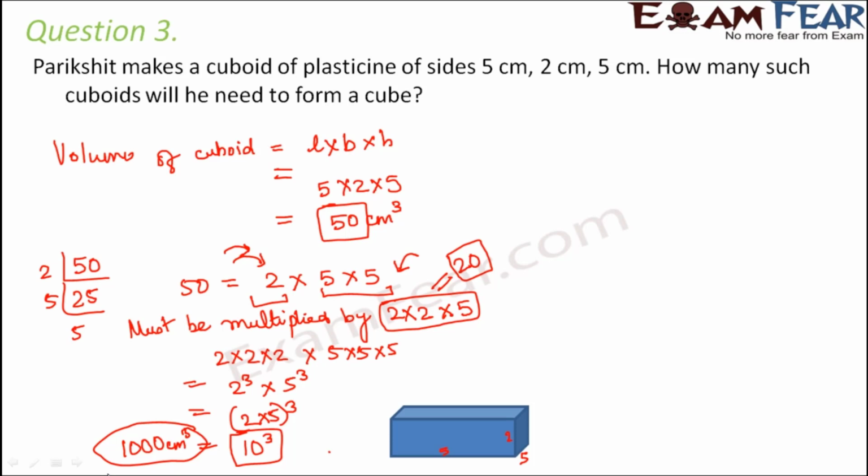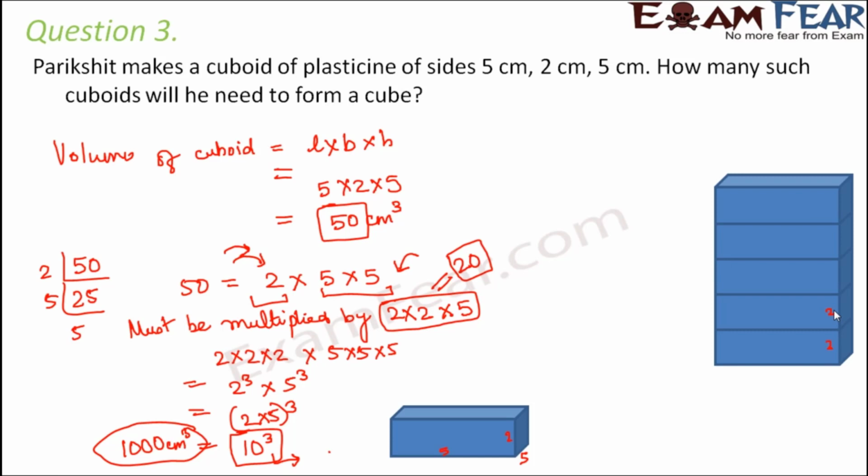So let us look at the arrangement. If you place 20 cuboids like this, first let's talk about the height. We have to make the height 10 because each side of the cube has to be 10 centimeters. Right now each side is 2. Now when you place 5 such cuboids one above another, your total height becomes 10. Right? Now we also want the length to be 10. Right now this length is 5. So let us place another cuboid here. Then 5 plus 5 altogether becomes 10.